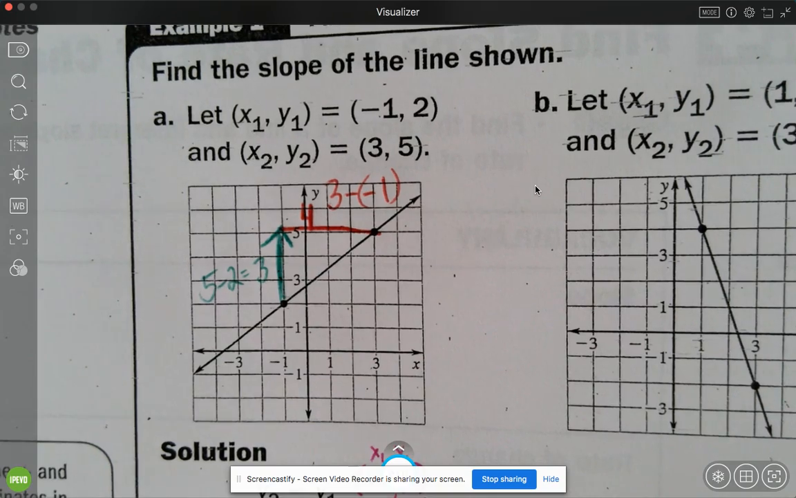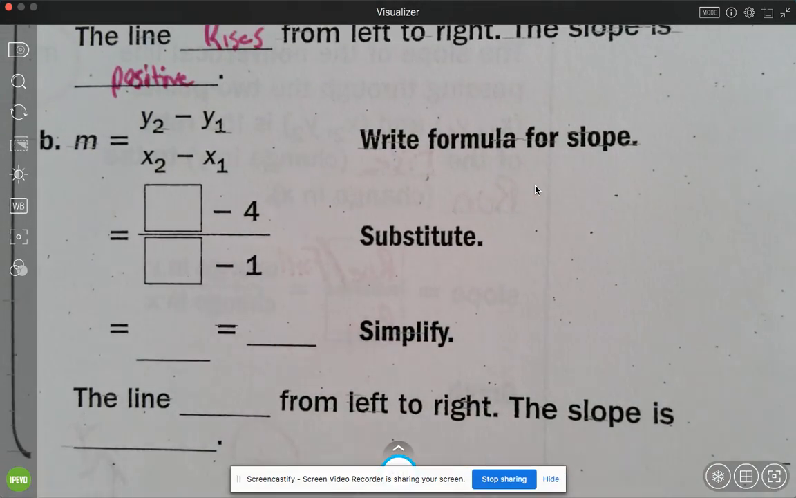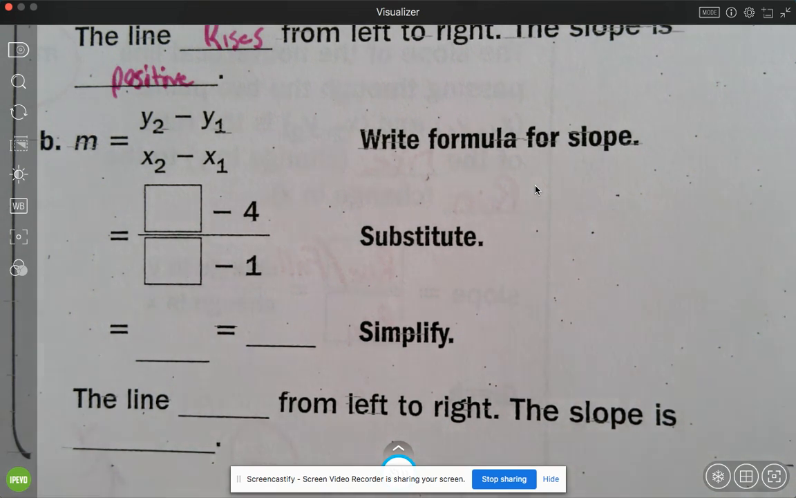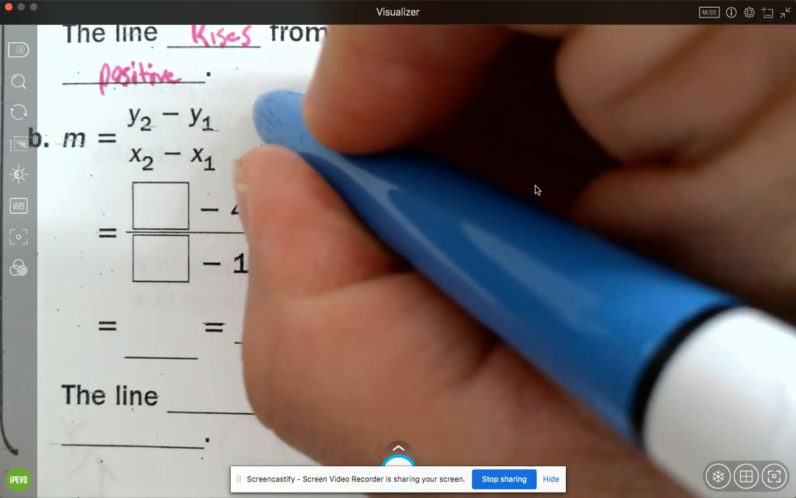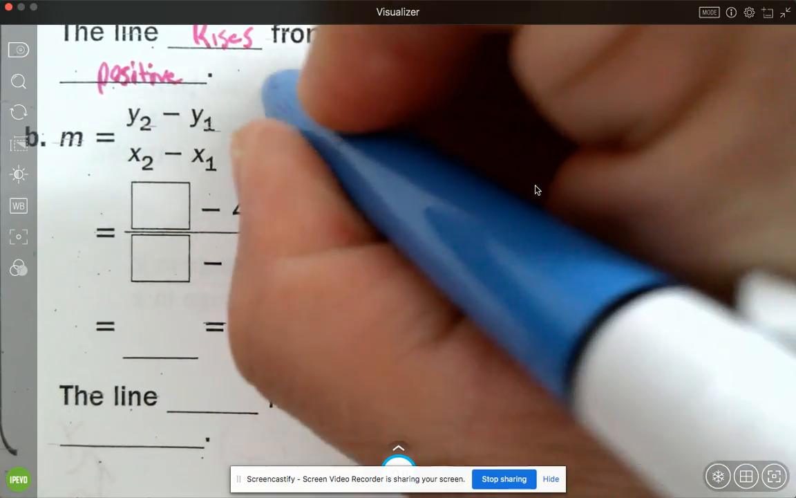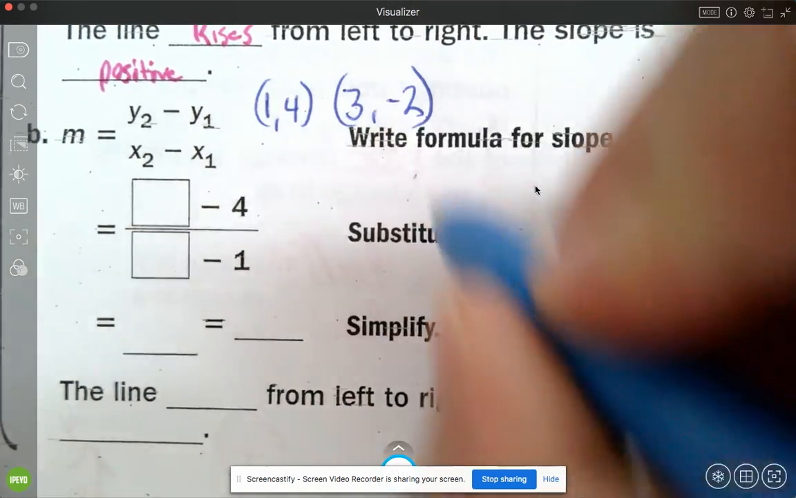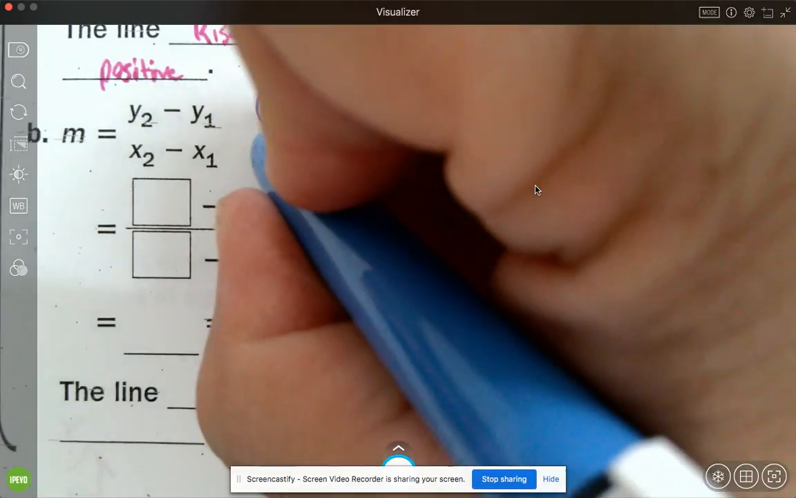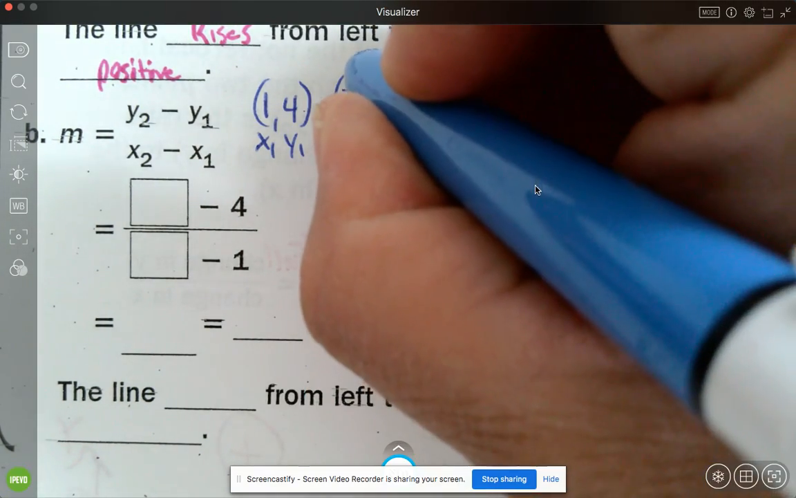All right, let's do the next one here. This time I'll put the coordinates kind of left and right of each other, not horizontally. So here for B, coordinates we're looking at are 1, 4, and 3, -2. Okay, label my stuff, x1, y1. I'm sorry, it's going to go up here.